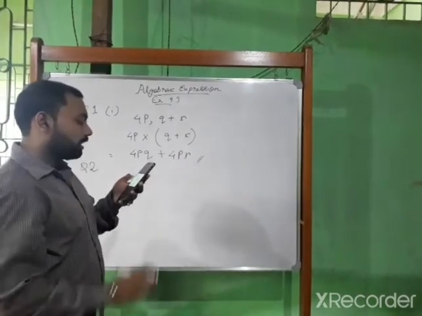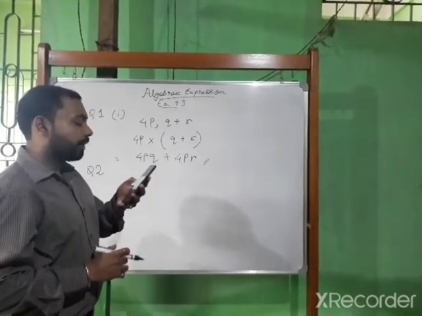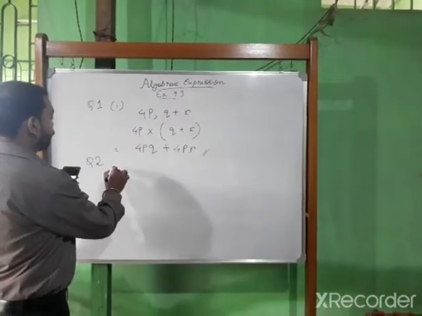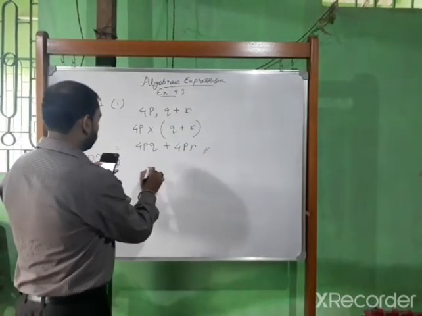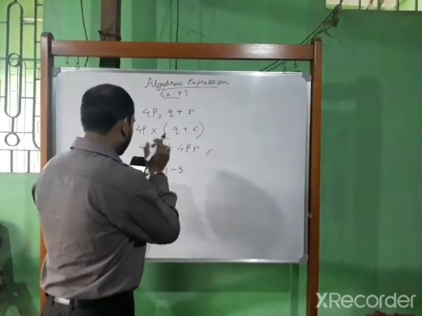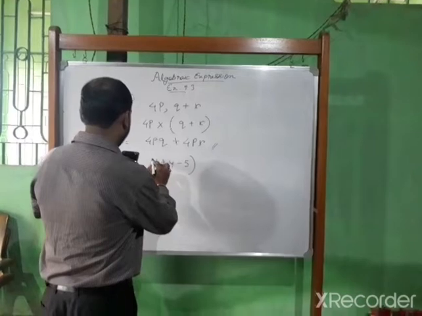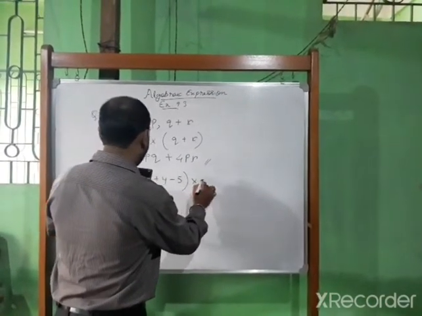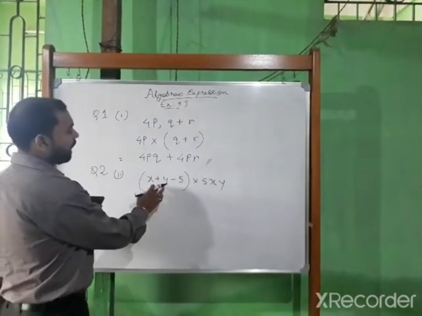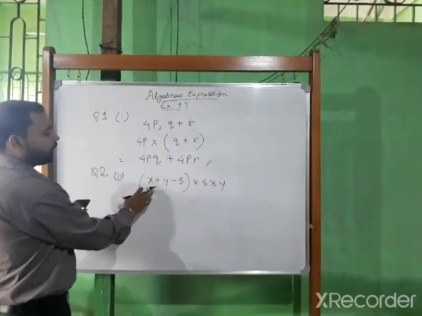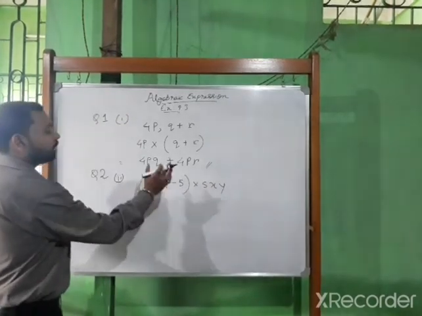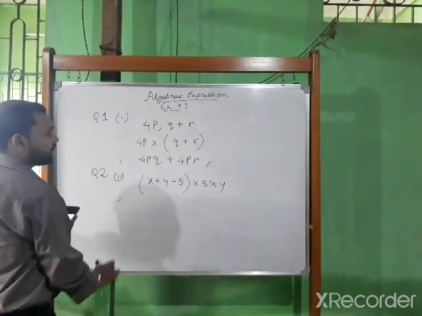Question number 2, one table is given, and it is written first expression, second expression. You have to find the product. So let me take question number 2. Okay, so x plus y minus 5, now this is multiplied with 5xy. So again, now you can see x plus y minus 5 is a trinomial because three terms are there, and this is a monomial. So what will happen when a monomial is multiplied with a trinomial? Okay, now the process is same.